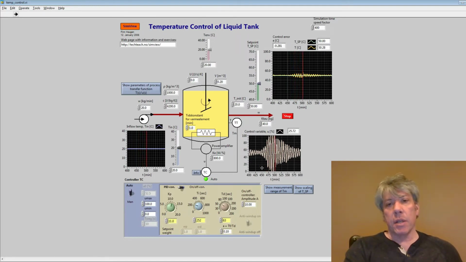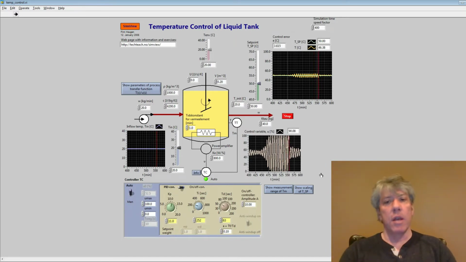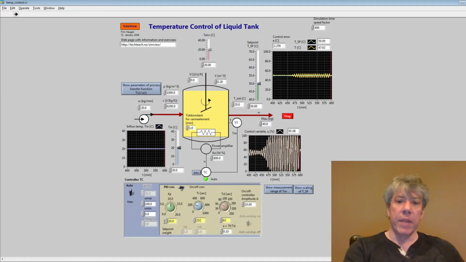Now what's happening at this point is called banging the control limits. What that means is that the control variable is going between its maximum and minimum value. You don't want that when you're measuring the size of a system, when you're trying to find the ultimate gain. I'm going to back down to 10, and sure enough, it starts to decay.